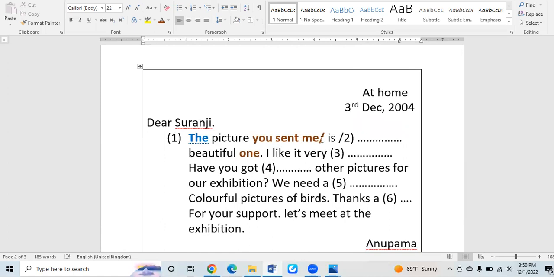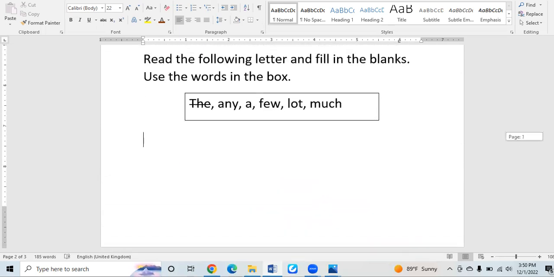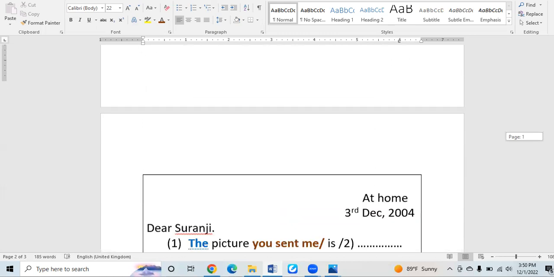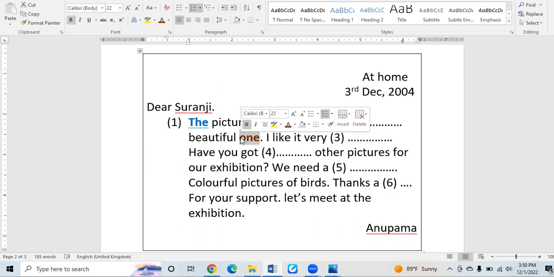Look at "the picture you sent to me is a beautiful one". This is a positive sentence, not a negative sentence. So I cannot use "any". Even this sentence, "the picture you sent me is a beautiful one", is not a question. So I can't use "any". And even "few", I cannot use, because "few" must come with a countable plural noun. One is not countable plural, one is countable singular.